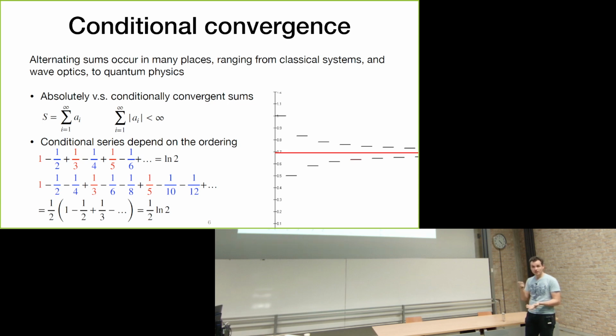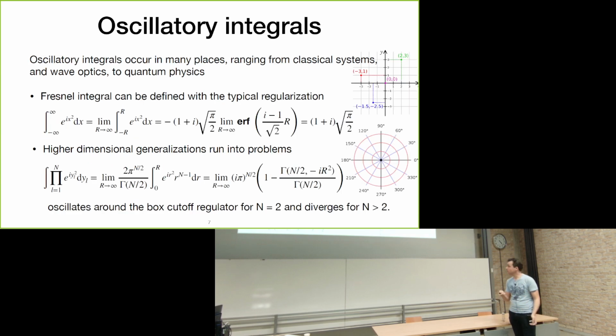So it's really important how you order the sum. And this is also the case for path integrals, or I should say for conditionally convergent integrals. The most well-known conditionally convergent integral is the Fresnel integral. You see here that you have this integral over e to the power i x squared. It's very famous because it's very close to a Gaussian integral, and you can define it in this limit. And then you find that it's (1 plus i) times the square root of pi over 2.